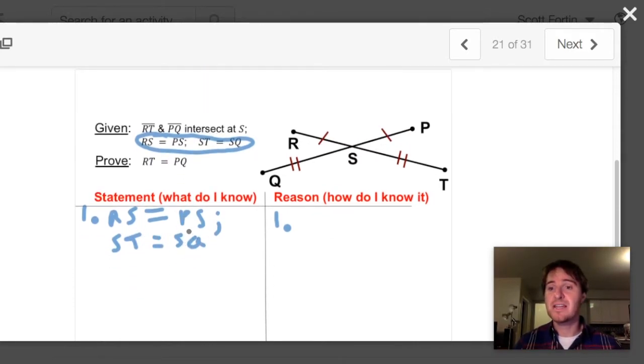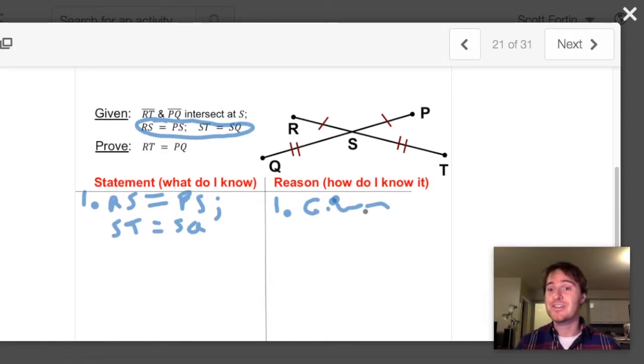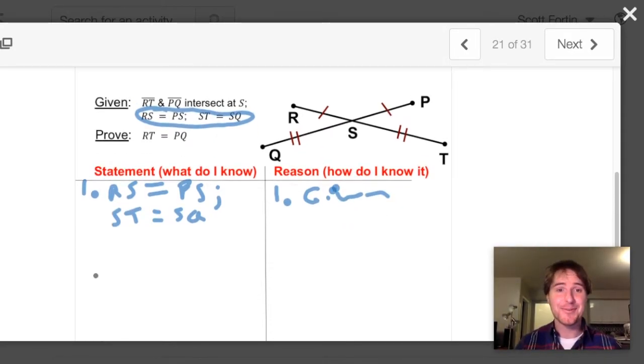Reason, why am I allowed to say that this is true? What do I know? I know this. Why am I allowed to say that this is true? Well, it's our given premise. All right, there's step one. Step one is you're going to say given. Sorry, it's ugly, but I wrote given right there.